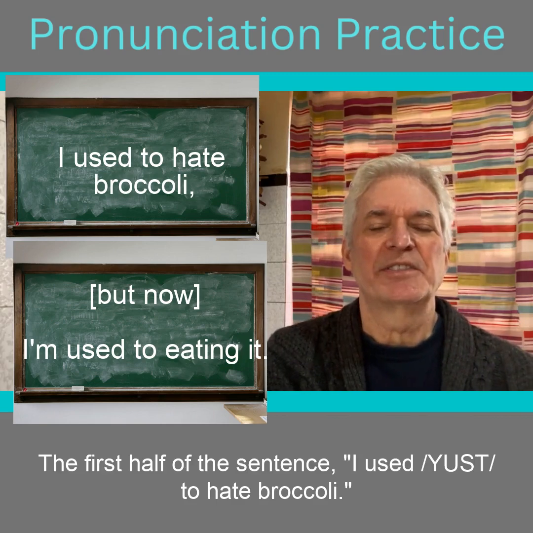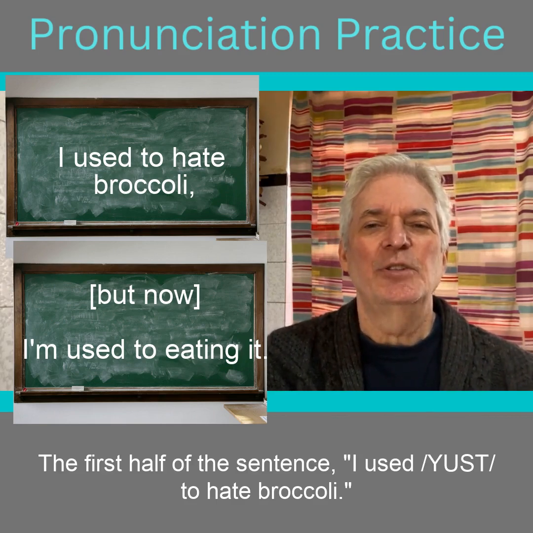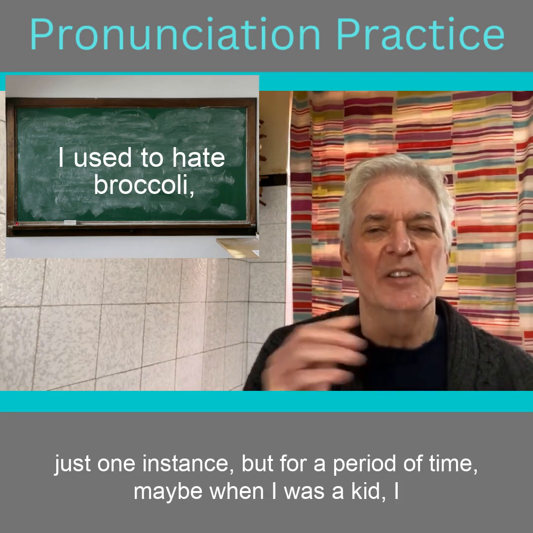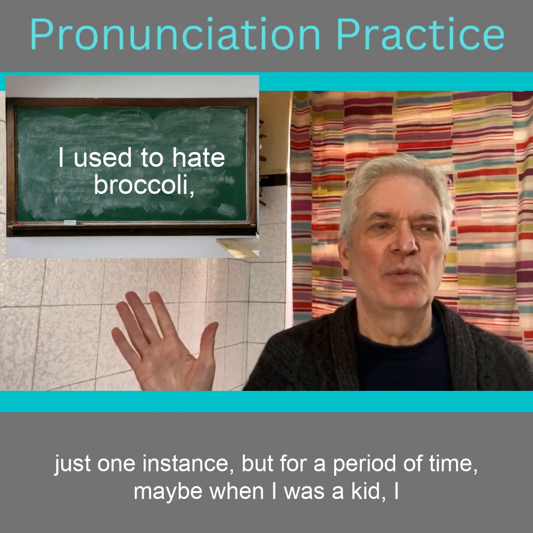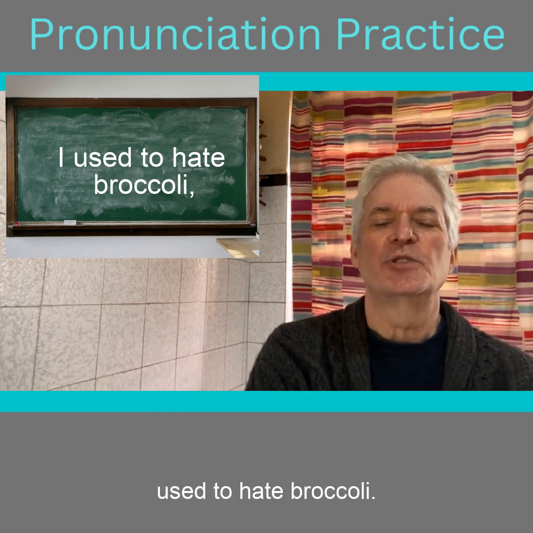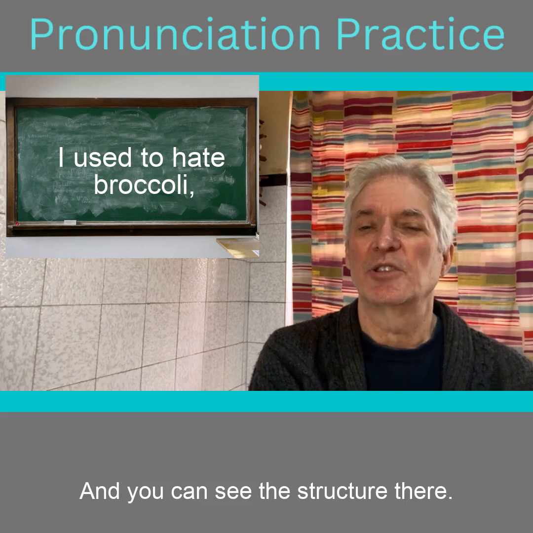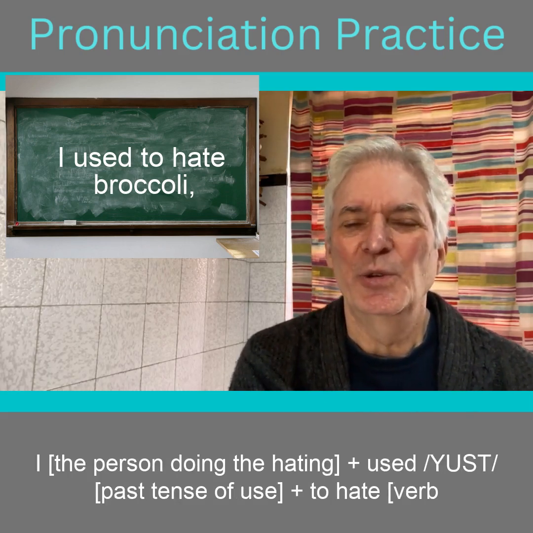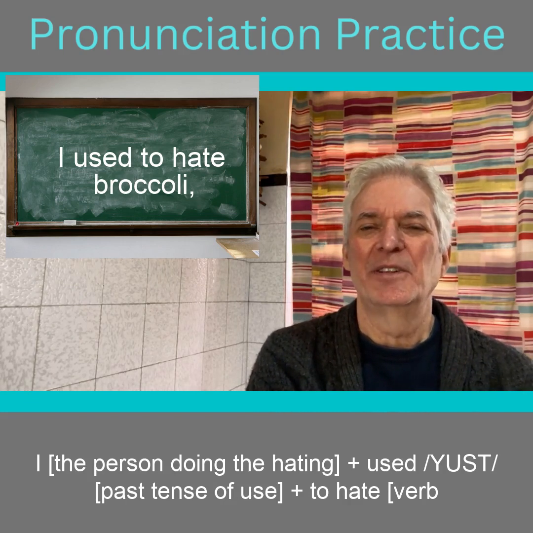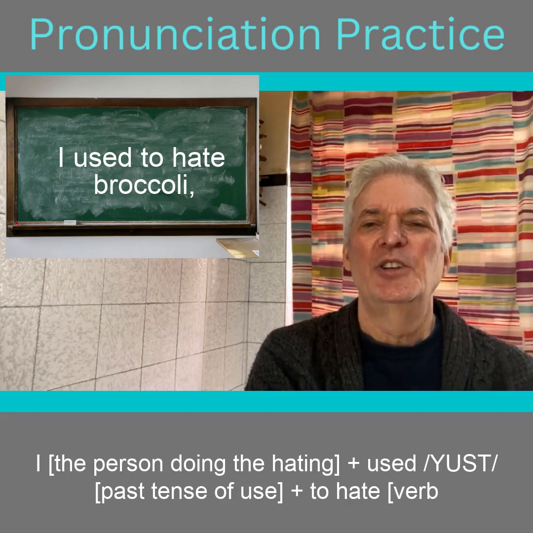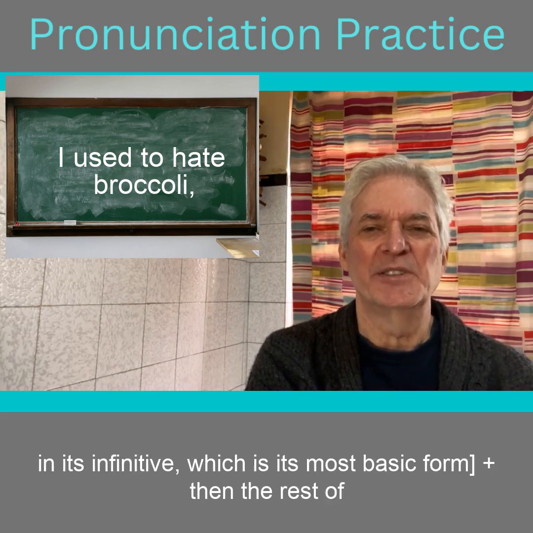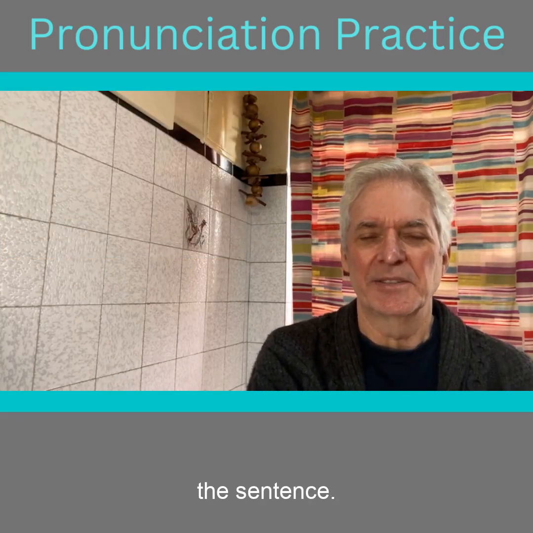The first half of the sentence, I used to hate broccoli. What we're saying there is that some period of time in the past, not just one instance, but for a period of time, maybe when I was a kid, I used to hate broccoli. And you can see the structure there. I, the person doing the hating, used, past tense of use, to hate, verb in its infinitive, which is its most basic form, and then the rest of the sentence.